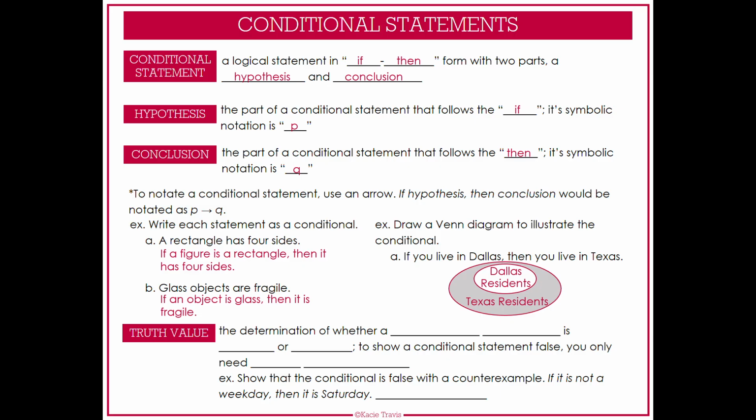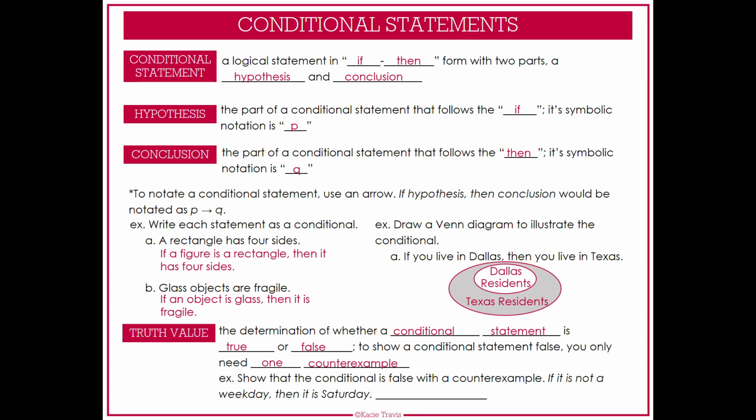All right. Now, next thing we got to talk about is whether or not our statements are true. So what is the truth value of these statements? Truth value is the determination of whether a conditional statement is true or false. To show a conditional statement is false, you only need one counterexample. So if you have an instance where it is false at least one time, then it's not true any other time. It'll be true for some cases, not all cases. So if it's not true for all cases, you're going to call that false and give it a counterexample.